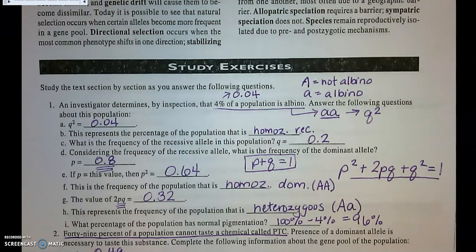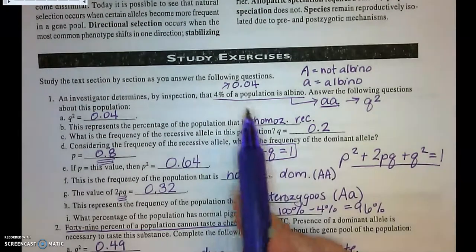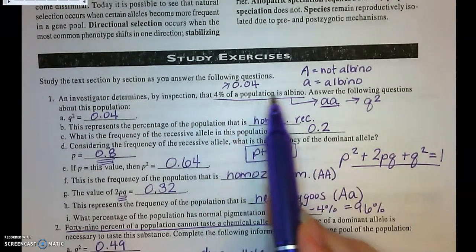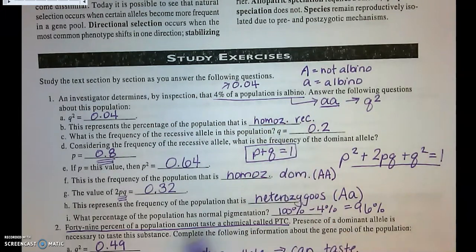And so finally in question I, what percentage of the population has normal pigmentation? There are two ways we can figure that out. Probably the easiest way, go back and look at our initial question. 4% of the population is albino. So what percent of the population is normal? Well, 100% minus 4 gives us 96%. So it's as easy as that.